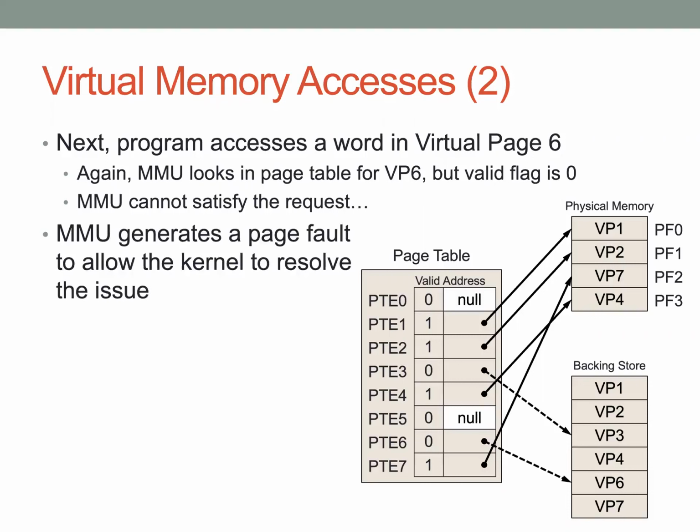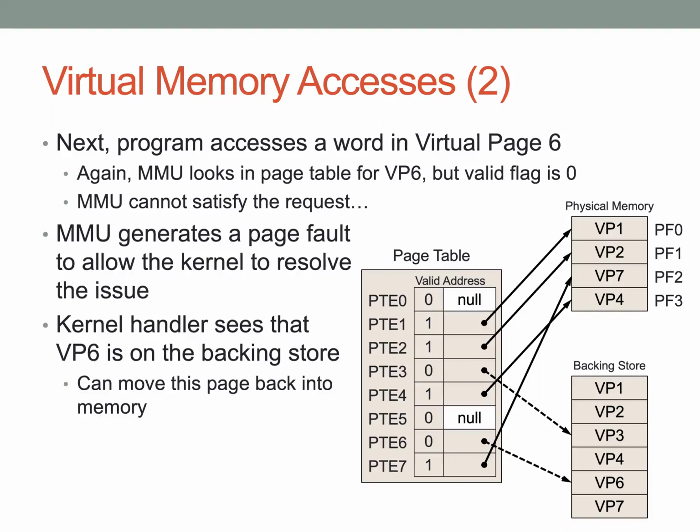And so the kernel steps in, and the kernel can look at the information it has and say, this virtual page is actually stored on the backing store right now. So I can move it into a frame, and then we can retry that instruction and it will succeed.